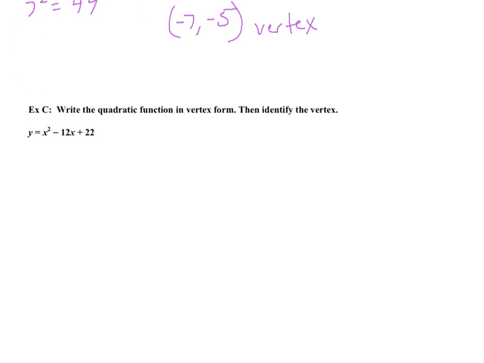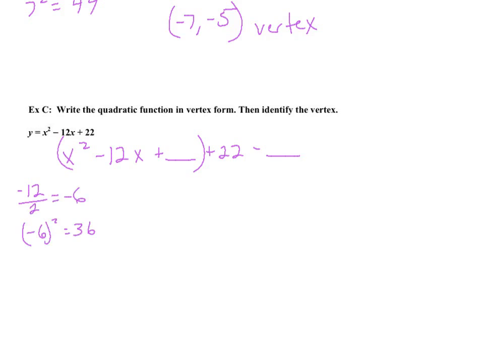Alright, so last but not least, doing this one, set it up with the blanks. Okay, so I've got that. Remember that those first three things are what I'm going to factor, so I need to plug in something for c. I take that b value, negative 12, divide it in half, that's negative 6, and I square that, which gives me 36. So I plug that in there.